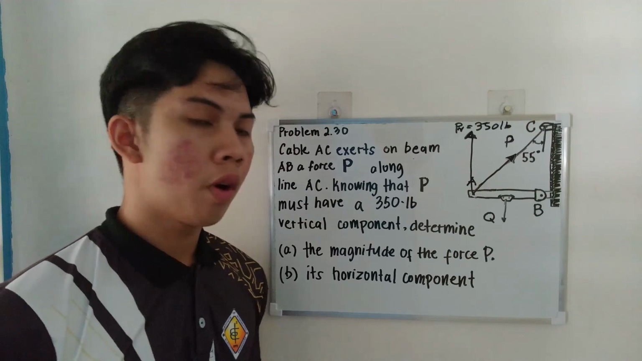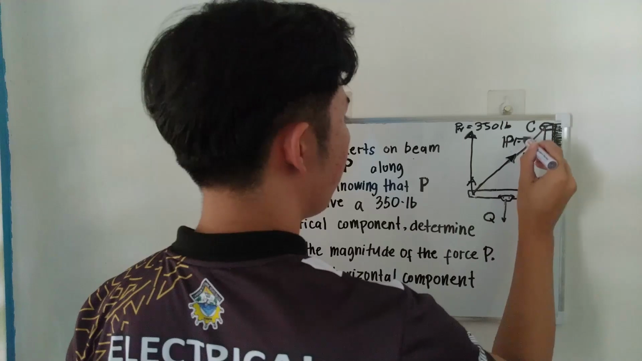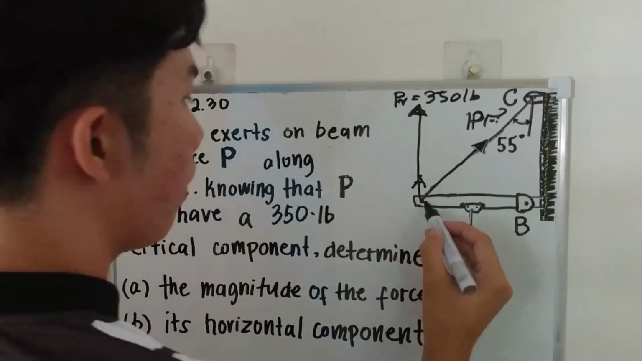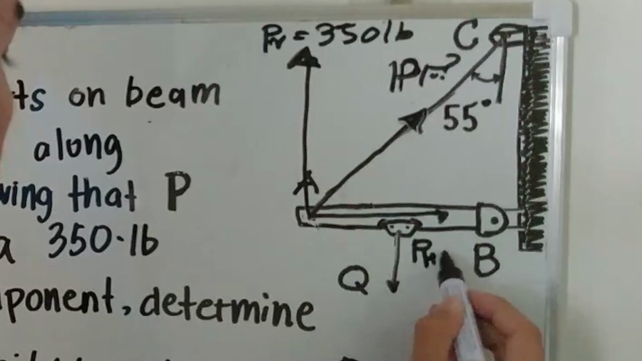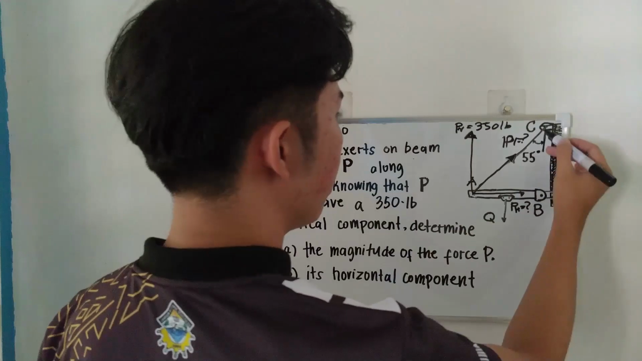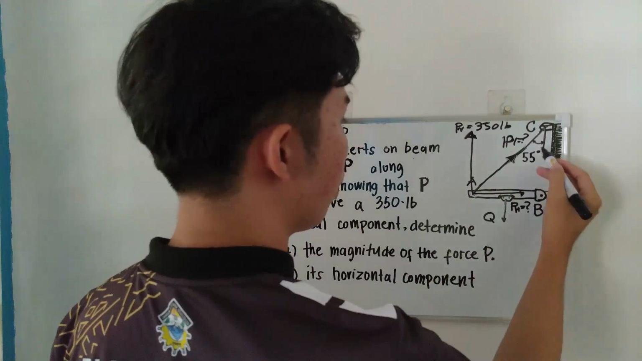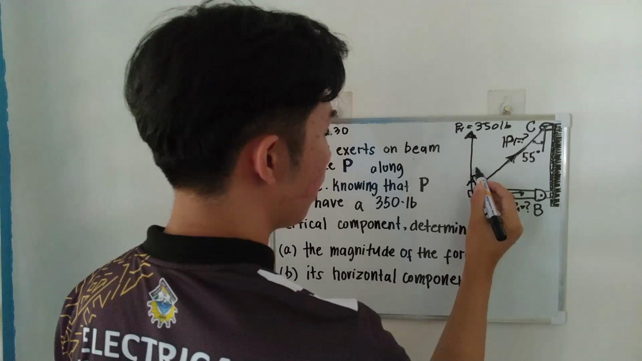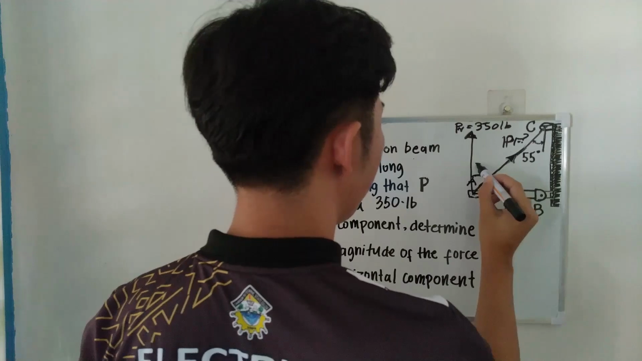And now we are required to find the magnitude of this force P, and also the horizontal component. Let's put here PH. Also, it is given here that in this rope AC, we have a 55 degree angle with vertical. So if this is vertical, 55 degree vertical, this is also 55 degree vertical, since these two are alternate angles.